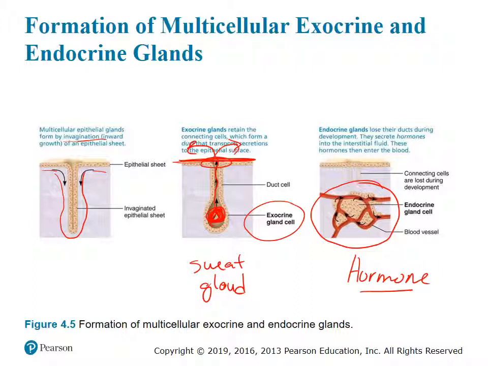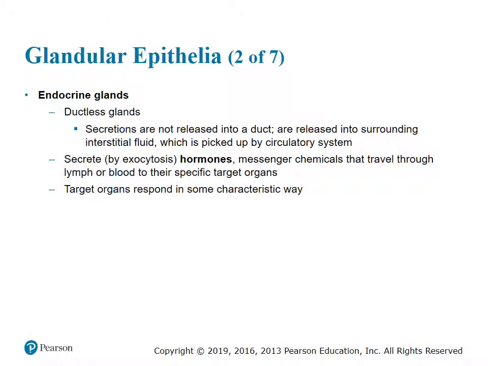But just looking at the structure, it's completely different, right? Although it does look the same. And this is in development, right? This is forming endocrine gland cells. We call these ductless glands, the endocrine glands, because they don't have a duct. Their secretions are released into the interstitial fluid and then they're picked up by the bloodstream.